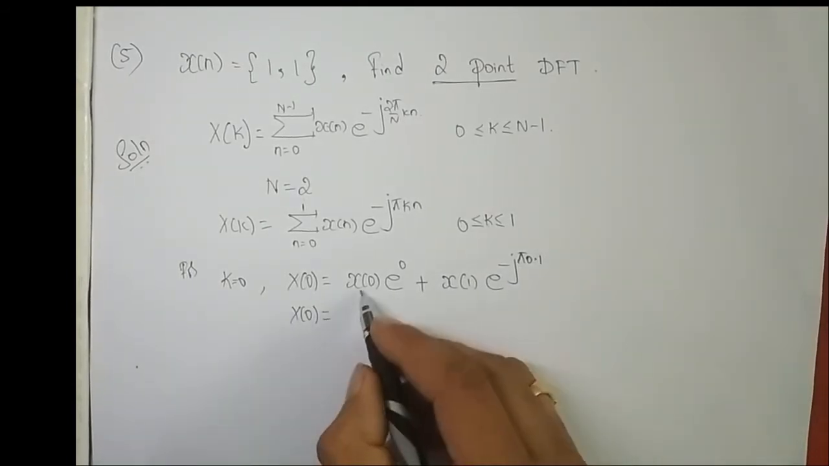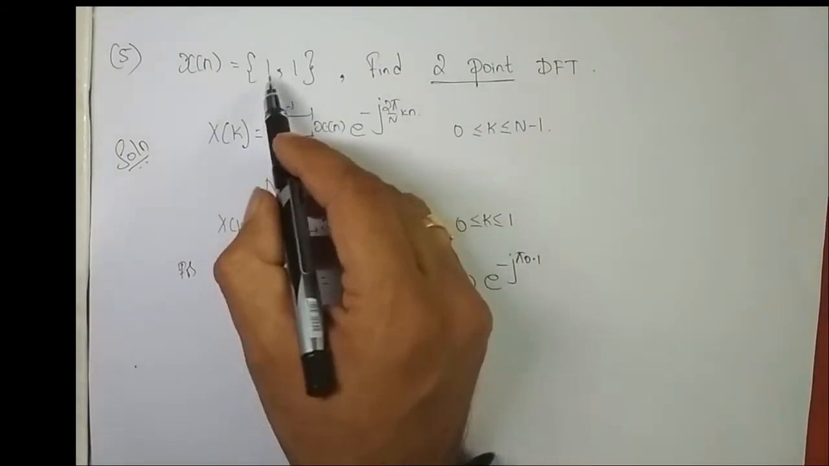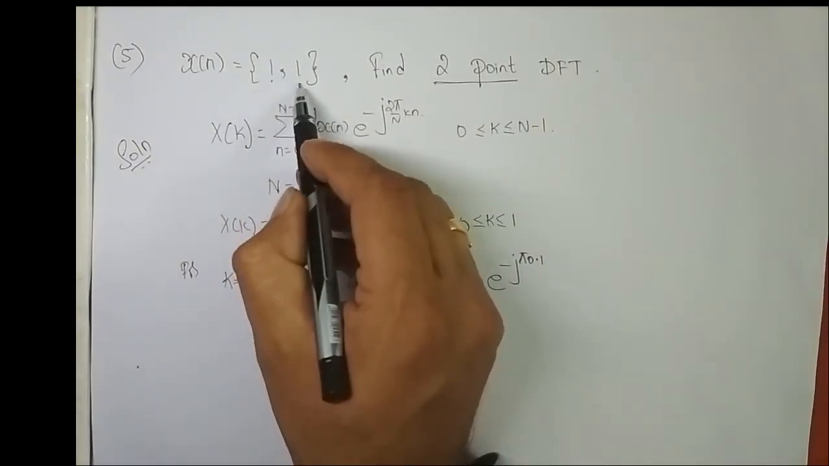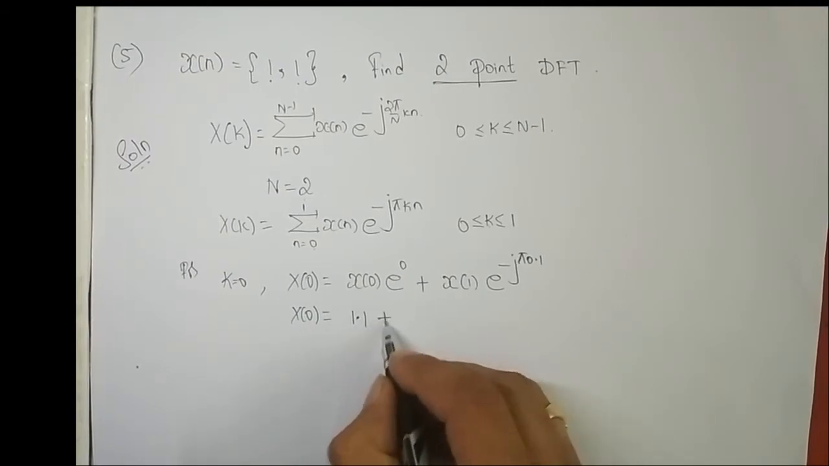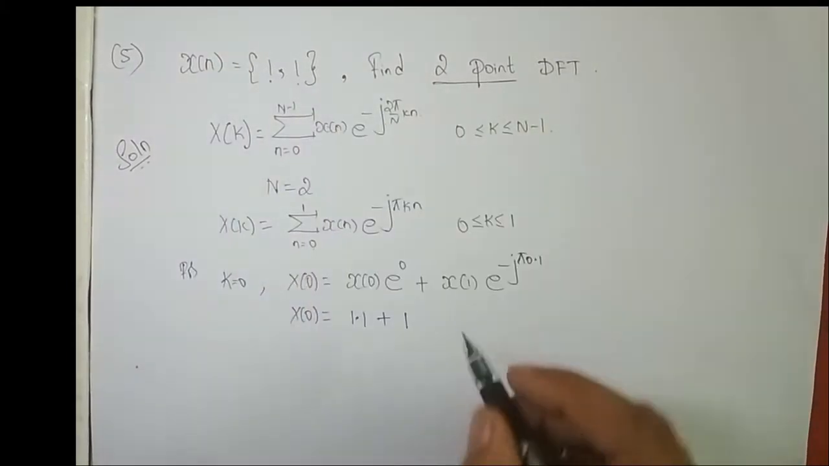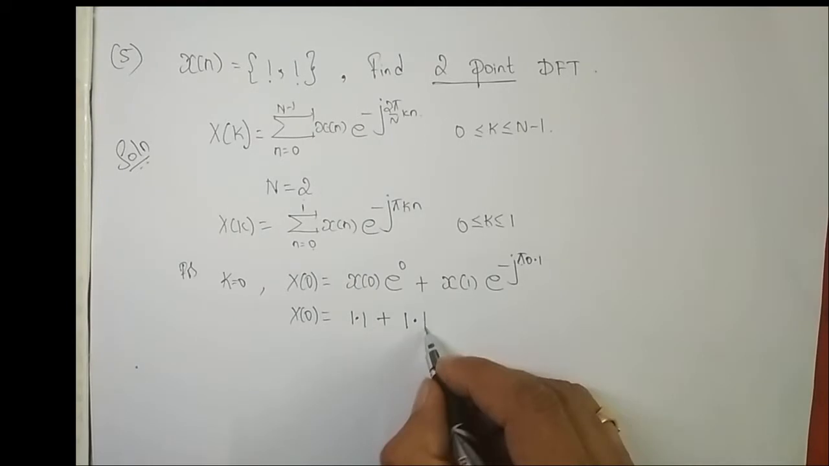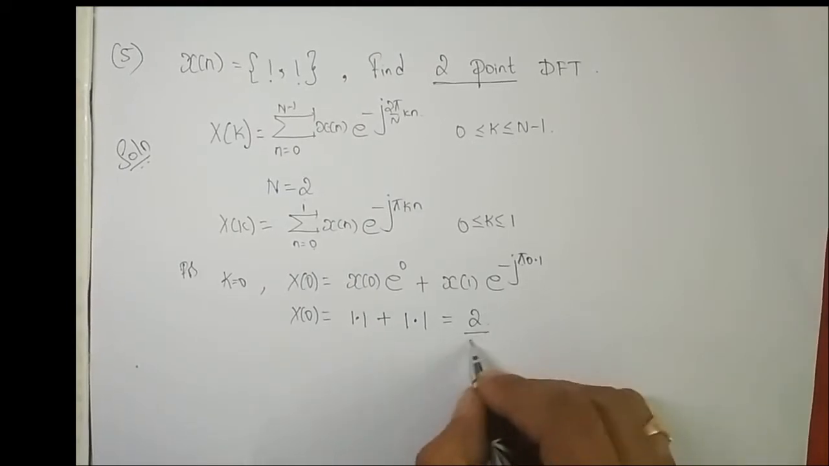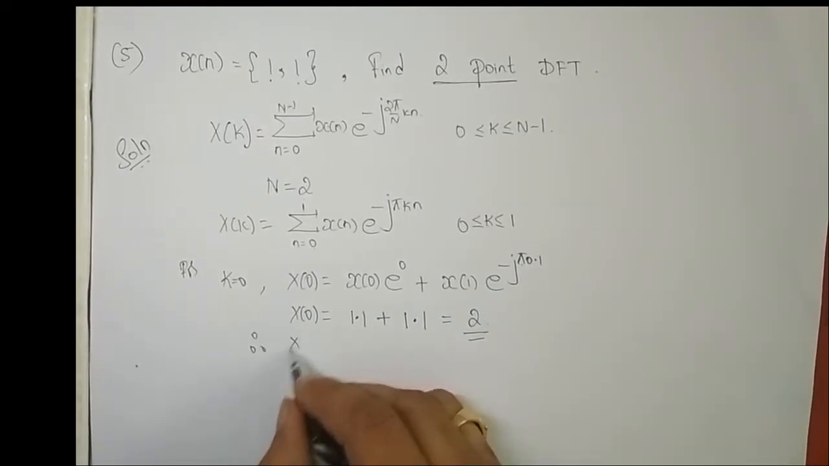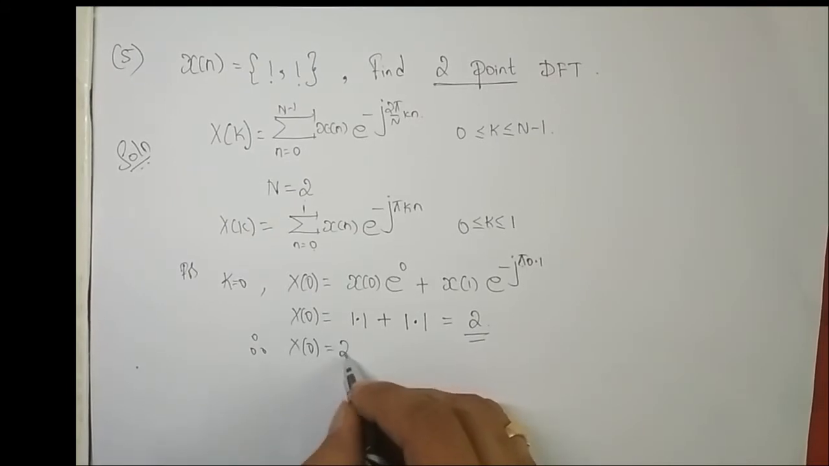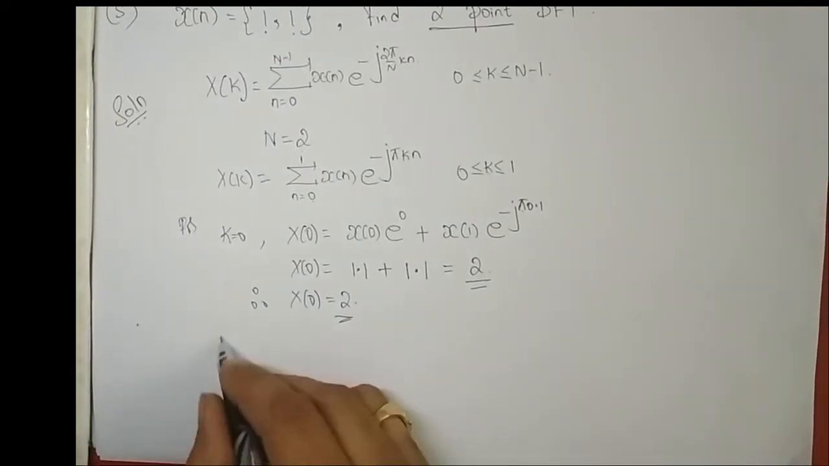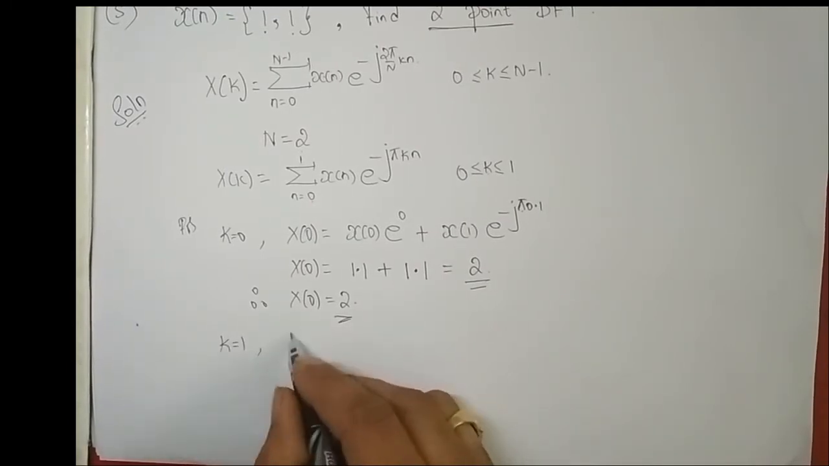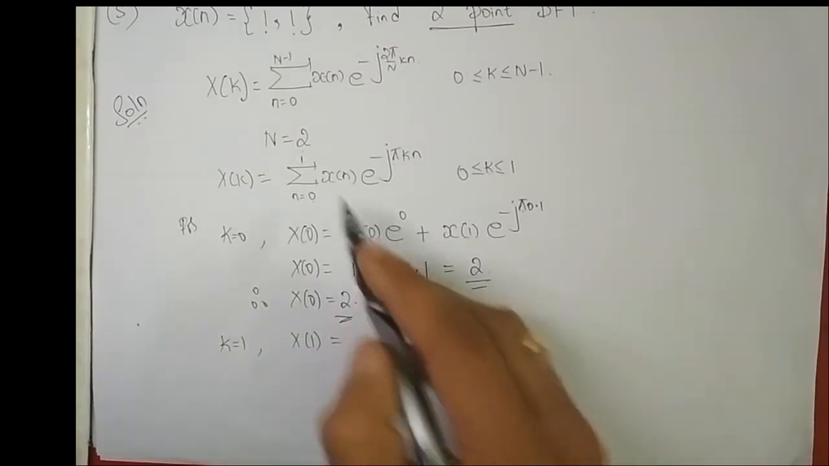So what do we get? X of 0 is equal to, what is the value of x of 0? This is the x of 0th value, this is the x of 1 value. So x of 0 is 1 into e power 0 which is 1, plus x of 1 is 1 into e power 0, which is 1. So this is equal to 2. Therefore X of 0 is equal to 2.